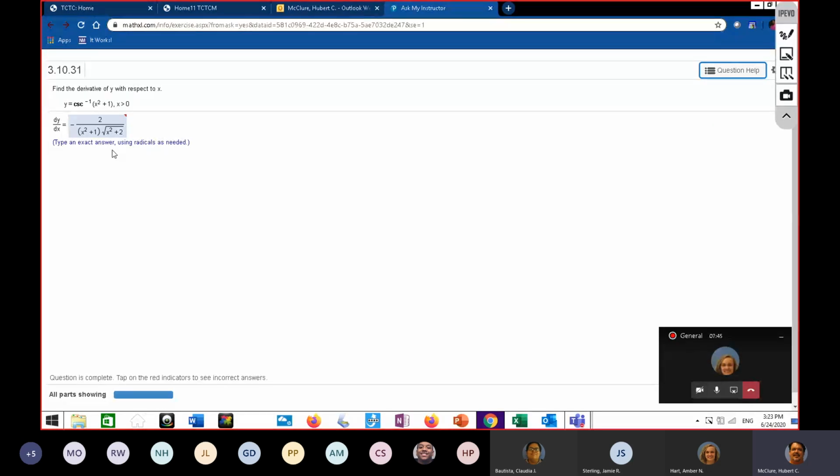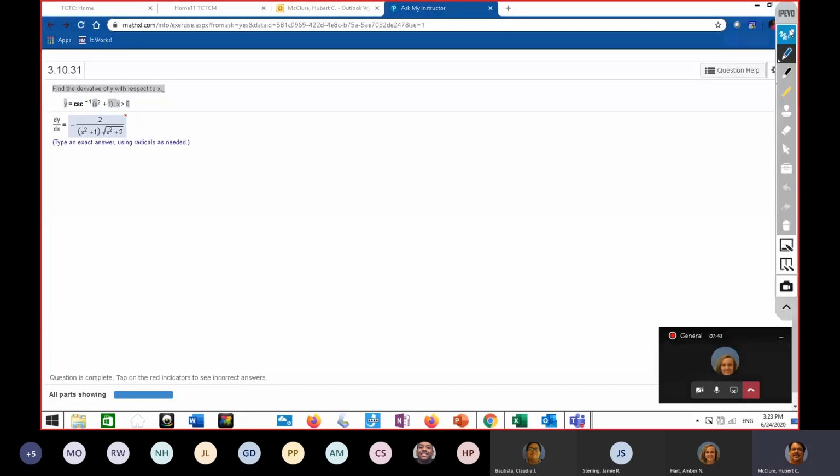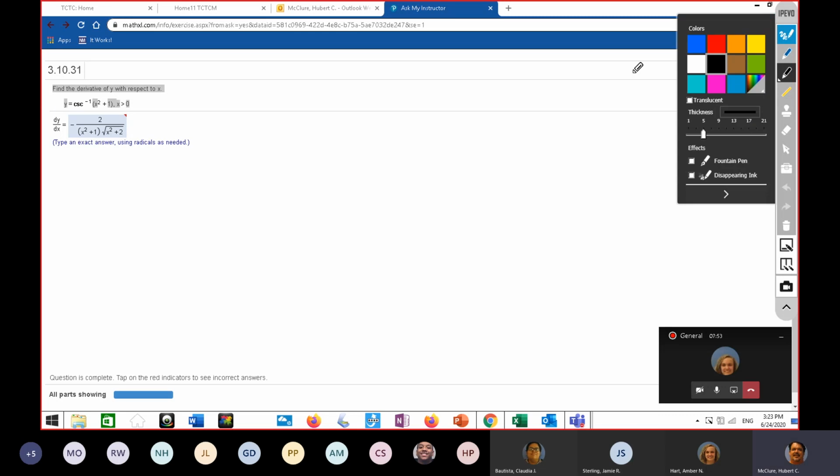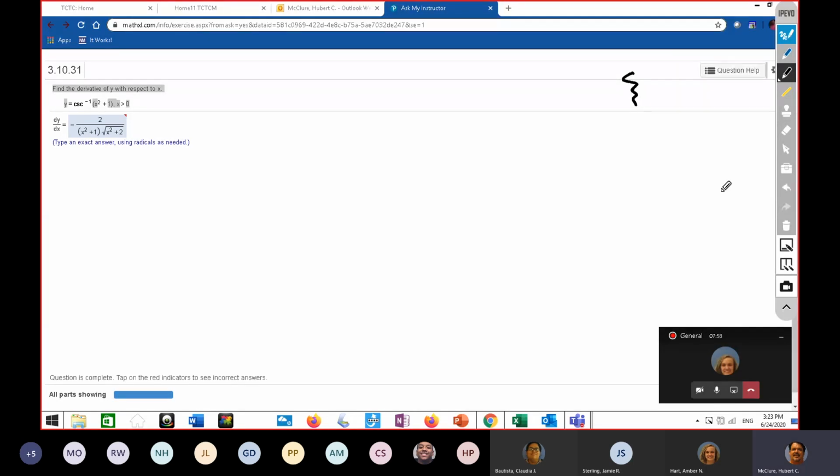Let me just pen black. There we go. I tried to calibrate it. I calibrated it twice, so hopefully it'll be a little bit better today.